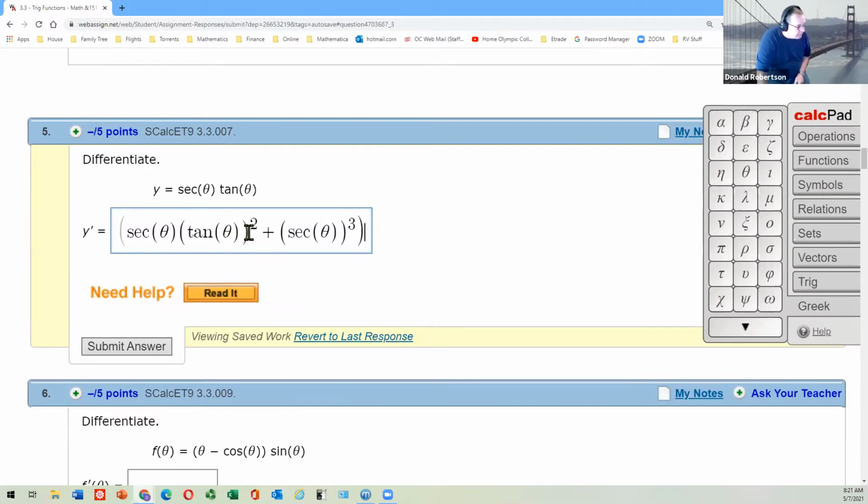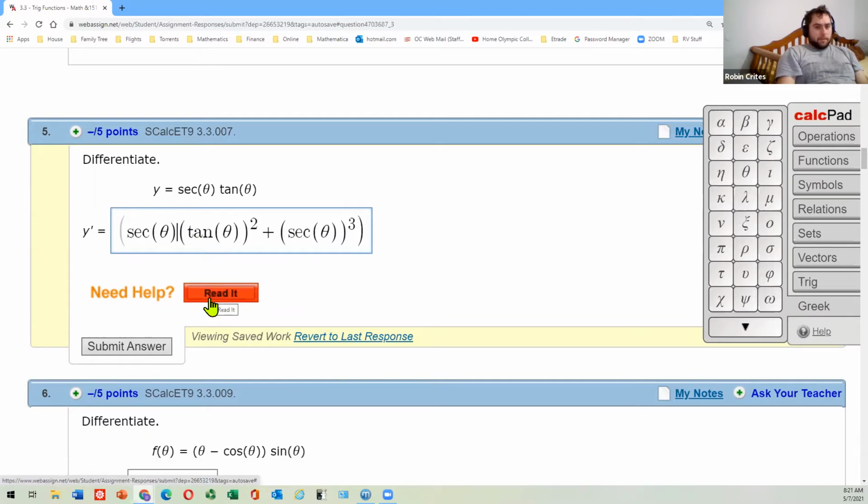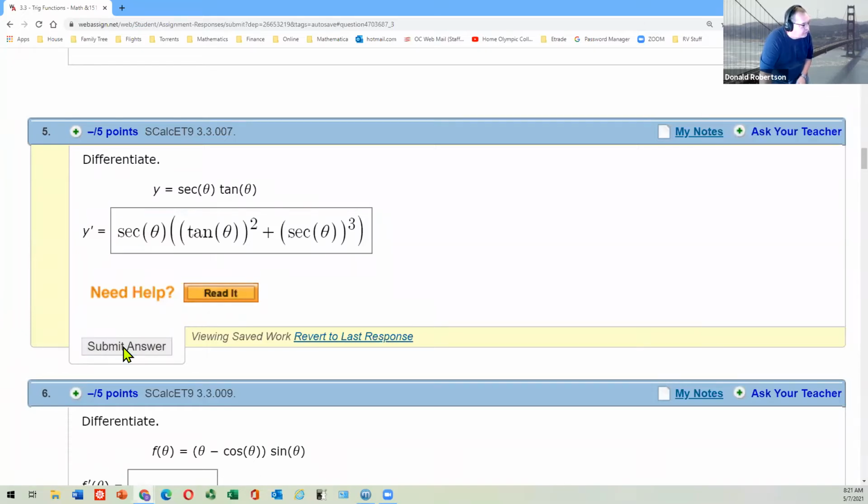Your syntax is a little bit off. How have I got our brackets? Am I short of a bracket? Yeah, you need one more in front of the tangent, because it made it so that it includes the secant. Okay, so we've got tan of theta being squared plus a secant of theta being cubed. Looks good.